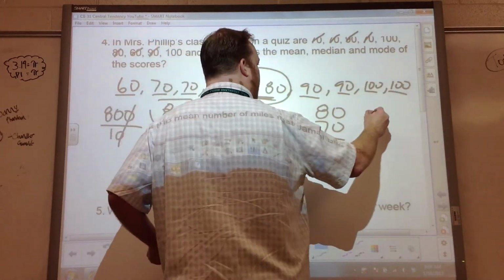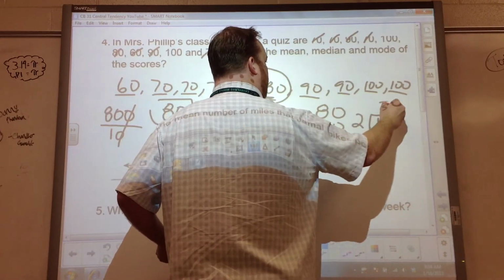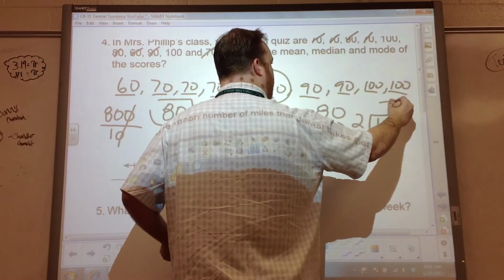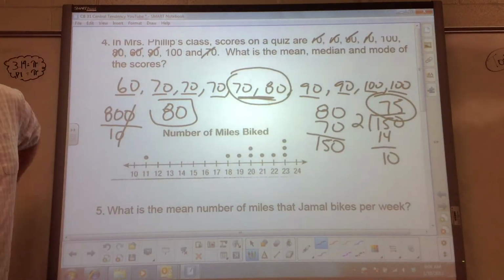You're going to put that in the calculator and divide by 2. So now we have a median of 75. We have a median of 75.